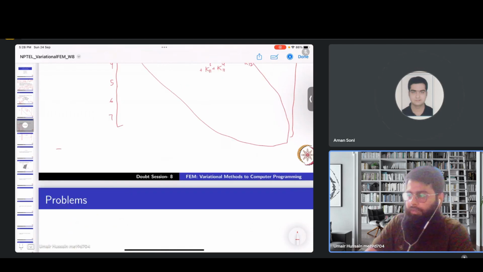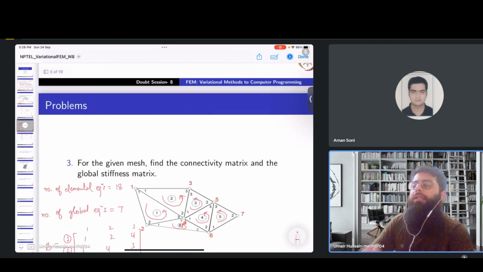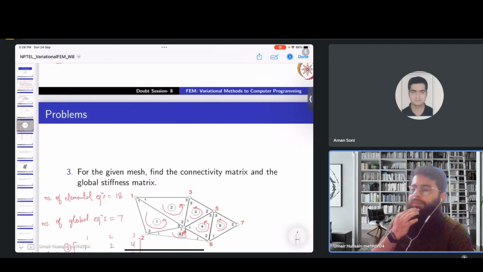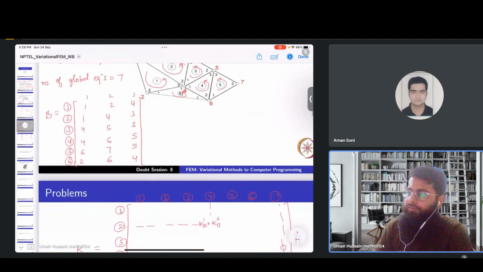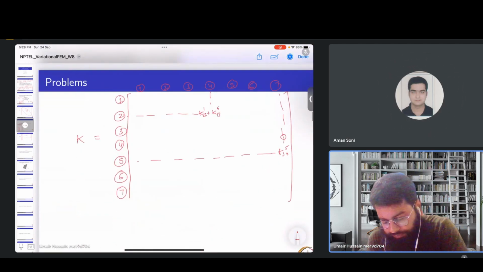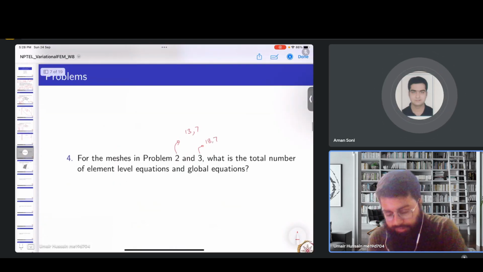Yes. In the last class we also discussed the difference between the quadrilateral and triangular elements. If we are meshing the same domain with a quadrilateral mesh, then we'll have a lesser number of element level equations. So that saves us a lot of computation.